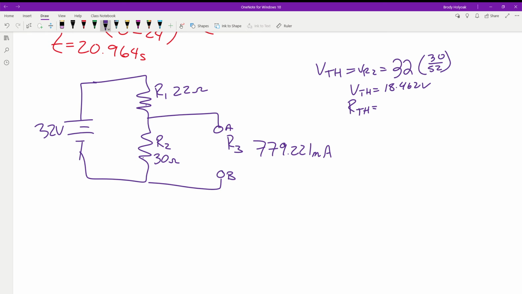Do what? Add them again? No, this one we'll use the reciprocal method to solve these guys. So R1 and R2 are in parallel for our R Thevenin. For the V Thevenin, they were still in series. So we end up with the R Thevenin value, 12.692 ohms.